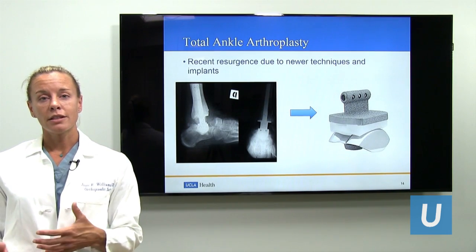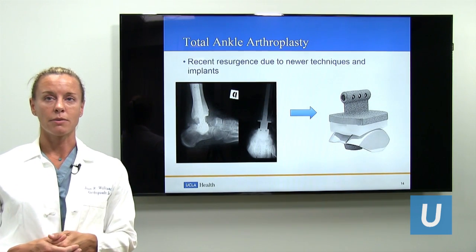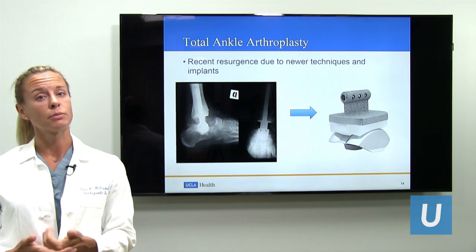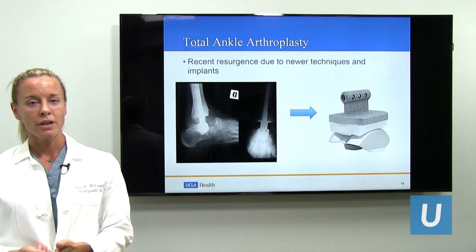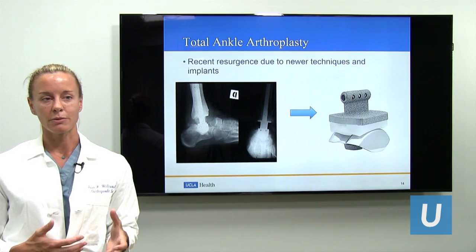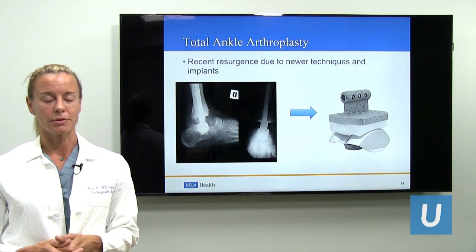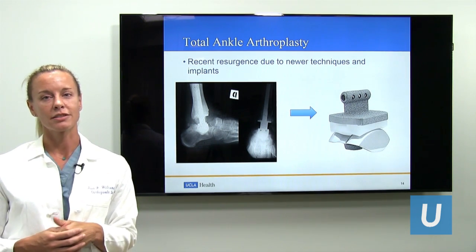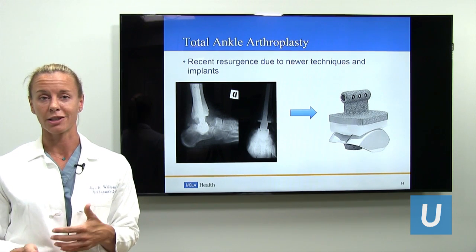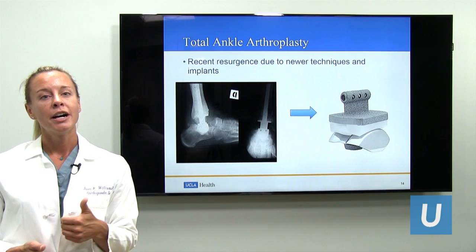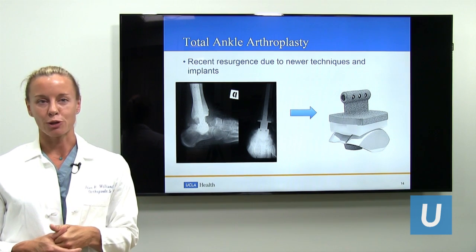And then the final treatment option, and the one that's getting a little bit more of a resurgence now, is ankle replacement or ankle arthroplasty. So back in the 70s and 80s, they were experimenting with how do we do this and can we do an ankle replacement. And this picture on the left is the first thing they tried, and basically they just took a total hip replacement and put it in upside down. And as you can expect, that didn't really work out so well.